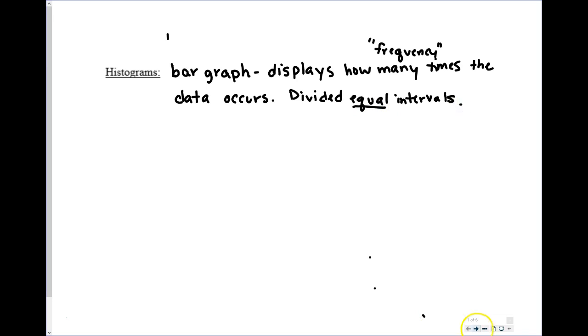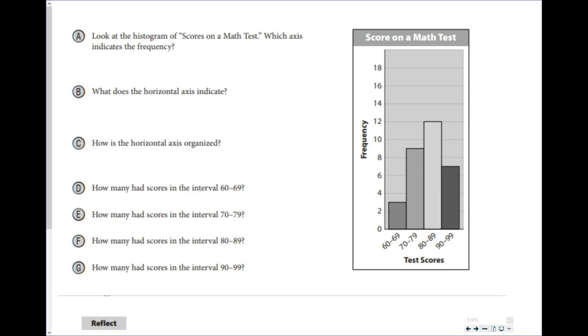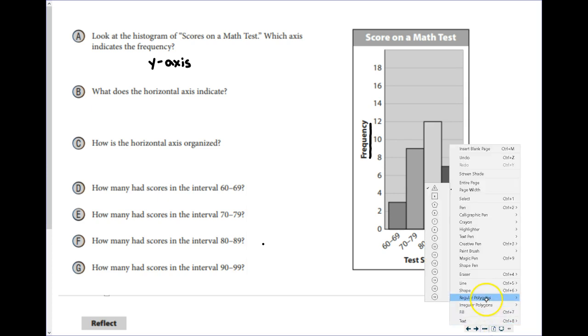Okay, so below you'll see an example of a histogram. This histogram shows scores on a math test. So you're going to notice there is a horizontal axis and a vertical axis. For letter A, it says, look at the histogram, which axis indicates the frequency. So over here on the left, you're going to see this word frequency. Now, every histogram you ever make, the y-axis will always be frequency. So that will always be what you label the y-axis in every data set. And frequency basically means how many times the data on the horizontal axis is showing.